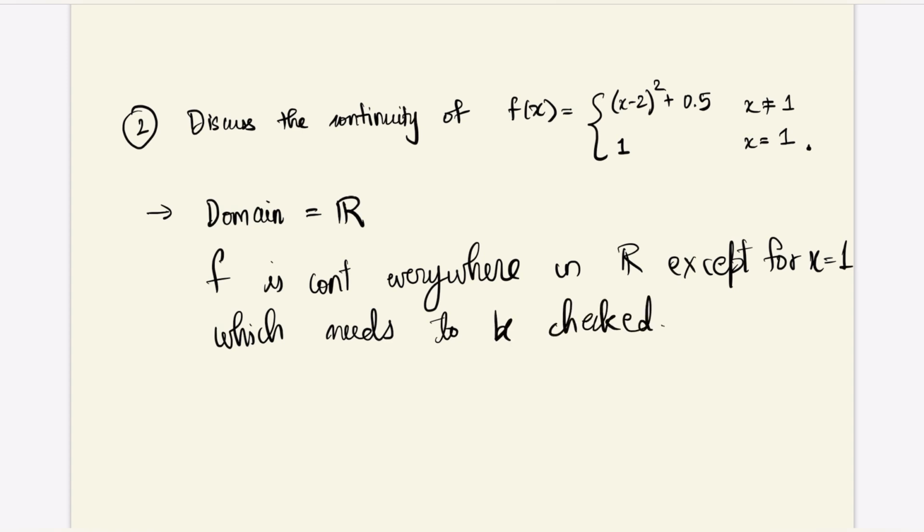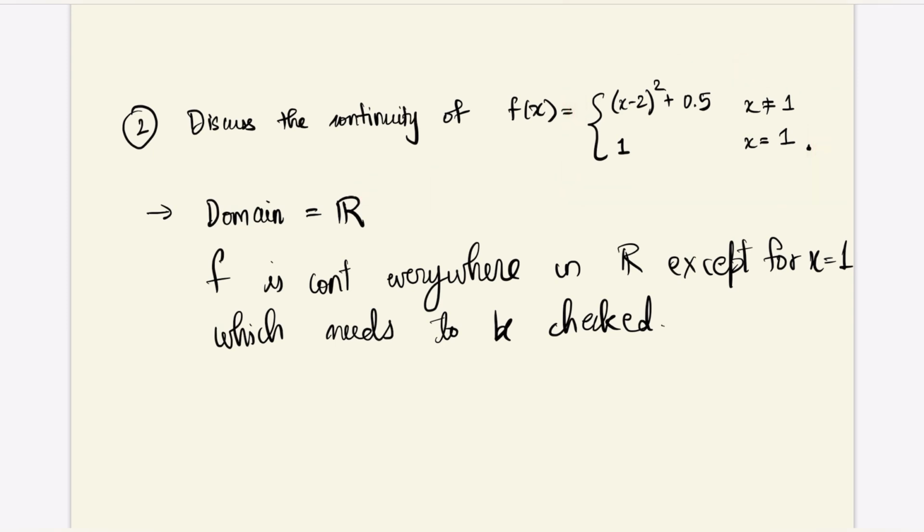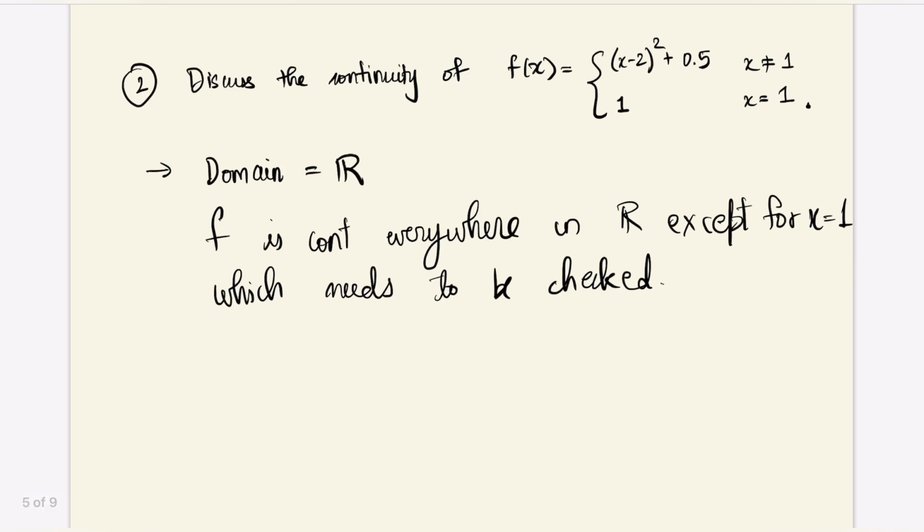So now let us check. Now this is not a piecewise defined function because even though there are two parts of the function, there is no left part and the right part. So all you need to do is go by the definition of continuity and just check the limit of the function as x tends to 1.